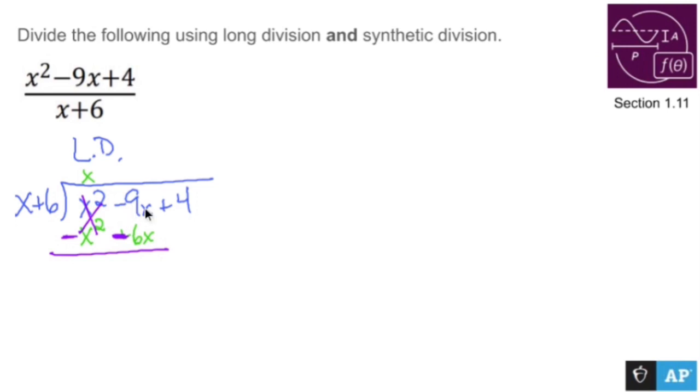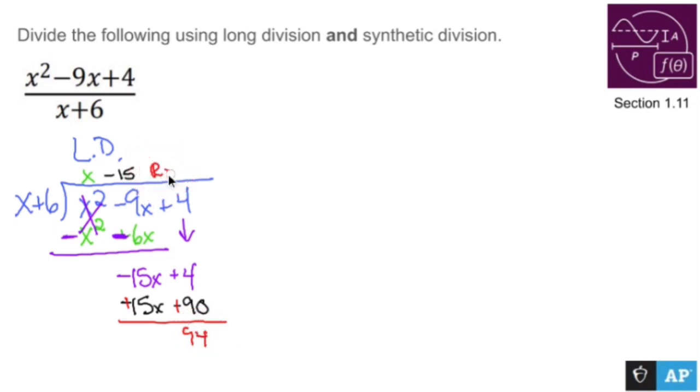And now I have negative 9x minus 6x, which is negative 15x. Drop down the plus 4 and repeat the process. Okay, regular x times what gets me negative 15x? X times negative 15 gets me negative 15x. Take that negative 15 and multiply it to everything here. Negative 15 times x is negative 15x. Negative 15 times 6 is negative 90. Subtract this entire row, which means you flip the signs of everything, and this gives me a remainder of 94.